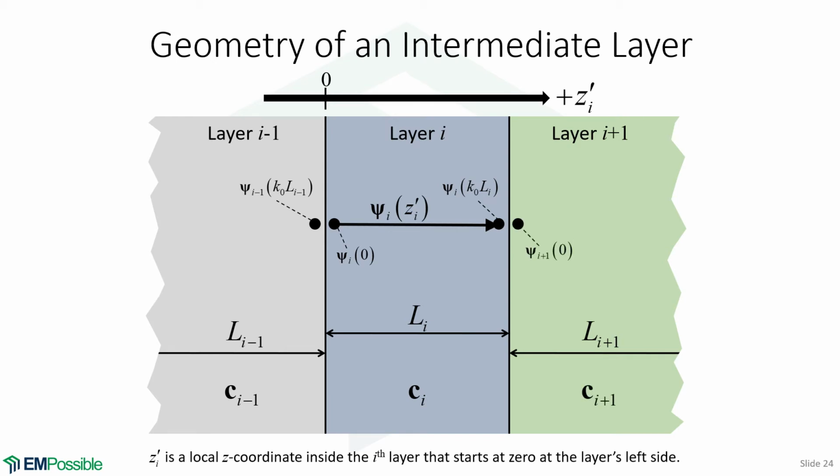In layer i+1 to the right, the field immediately at the interface, but in the i+1 layer, is psi sub i+1 at its local coordinate z equals 0. And of course, layer i-1 has its mode coefficients describing the amplitudes of the modes, and layer i+1 has its mode coefficients describing the amplitudes of the modes in that layer.